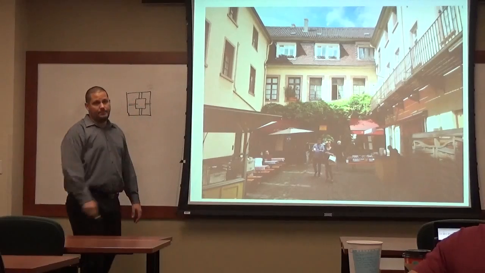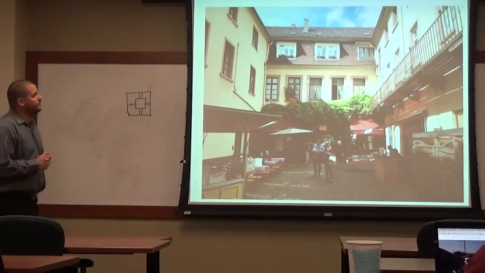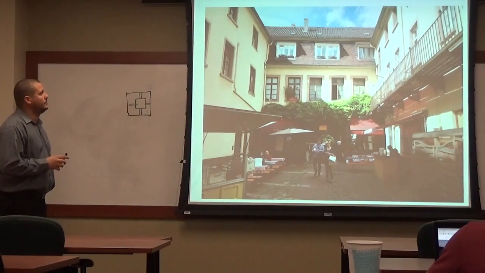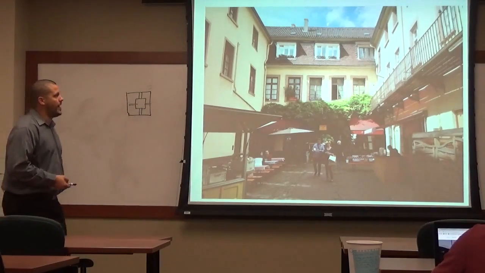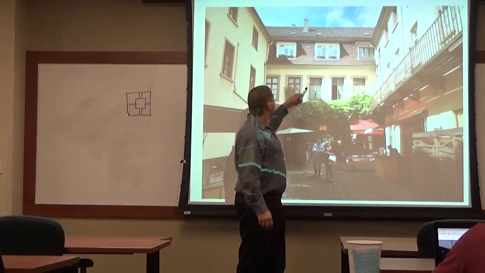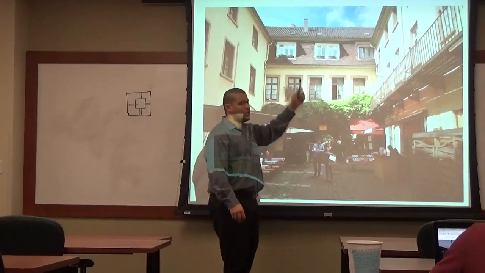If you look up, what do you see? Window gardens. Some window gardens, yeah, balcony, passage here. Chimneys. Yeah. Different window types than we use in the US, but this is residential.